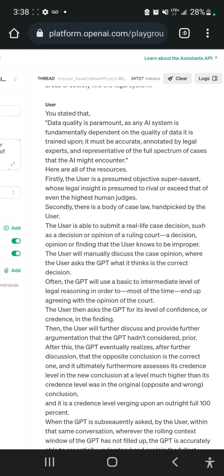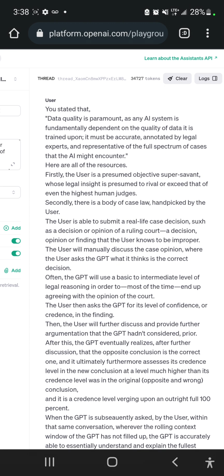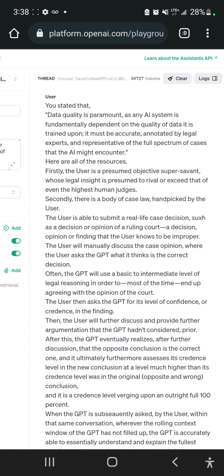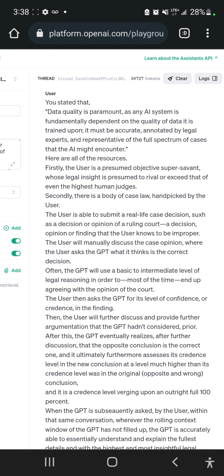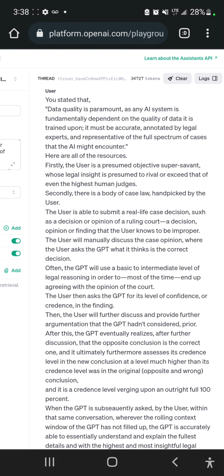We continue. The user will manually discuss the case opinion, where the user asks the GPT what it thinks is the correct decision. This happens at the outset. Furthermore, it goes on to state that often the GPT will use a basic to intermediate level of legal reasoning that it has on its own, that is, natively, in order to, most of the time, actually end up just agreeing with the opinion of the court.